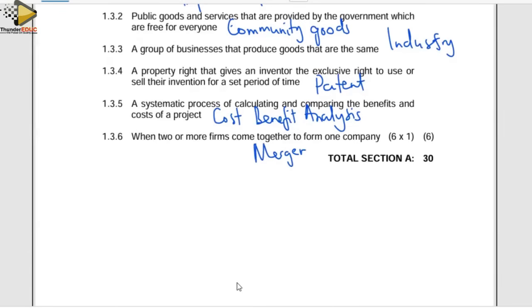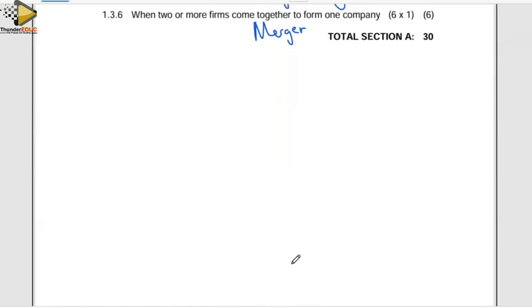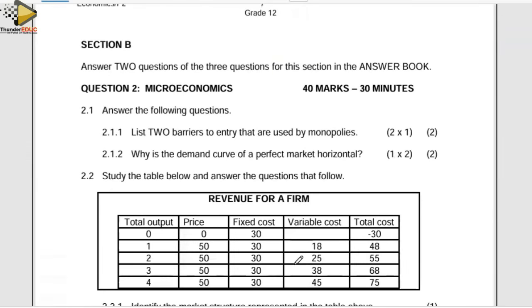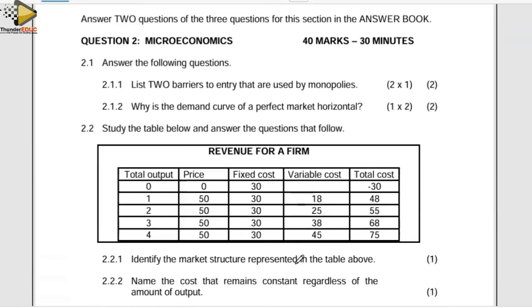Right, that is our first section of our paper. We now move on to the second section, which is our section B, microeconomics. The first question is saying, list two barriers to entry that are used by monopolies. We are saying, how do monopolies restrict the entry into the market by other new participants who might want to join the specific industry? They can rely on government licenses.